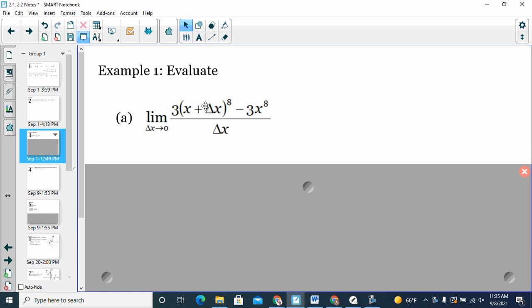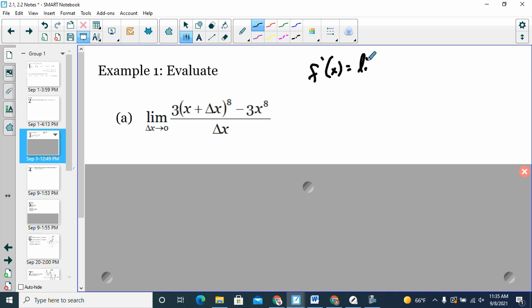The way we did this previously was we would have to expand this, which to the 8th, we don't want to do that, and then factor out a delta x and cancel those. The way we want to do this now: last class we learned that the derivative of f of x is the same thing as the limit as delta x goes to 0 of f of x plus delta x minus f of x all over delta x.